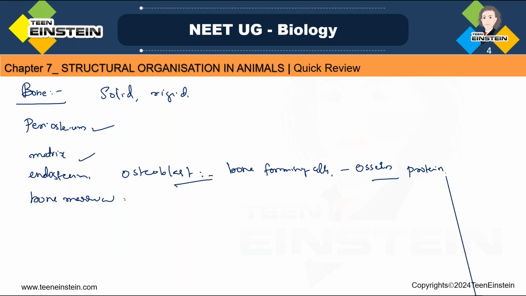Next comes the bone marrow. So here in the bone marrow, it's a soft fatty tissue. Bone marrow, we have heard about that. It's a common one, right? So bone marrow is a soft fatty tissue, and this bone marrow is of two types: red bone marrow and yellow bone marrow. Okay, red bone marrow and yellow bone marrow.